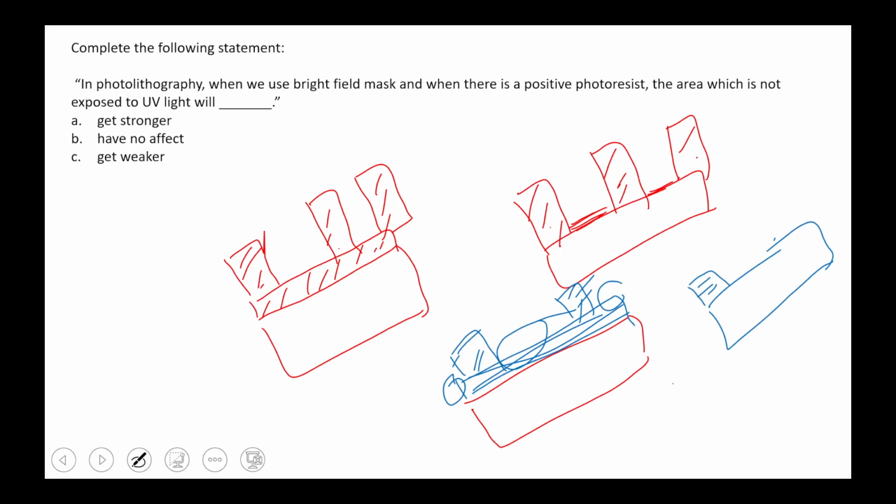So the area which is not exposed to UV light, what will be happening there? That area will not be exposed to UV light. What will happen in that case? That area will get harder, stronger. Yes, it will get stronger.